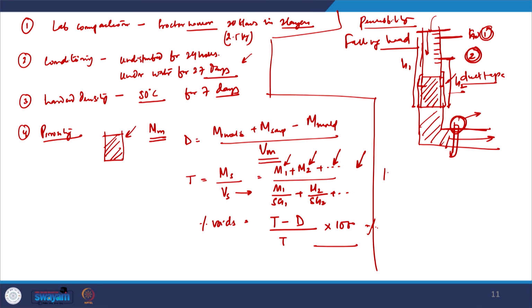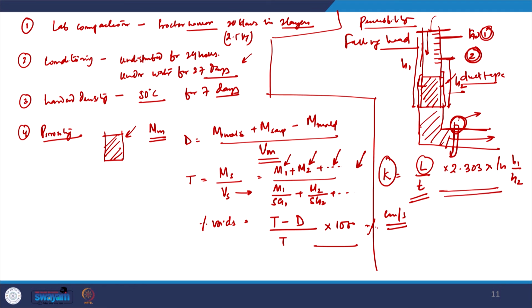Then using the standard formula you can calculate the permeability, which is L by T into L, where L is the height of the sample, 2.303 into ln H1 by H2, and T is the time the water takes to drop from 1 to 2, and the units are in centimeter per second. So, all the units should be chosen accordingly. Using this equation you can calculate the permeability of the sample. Again, this is one of the important measurements.